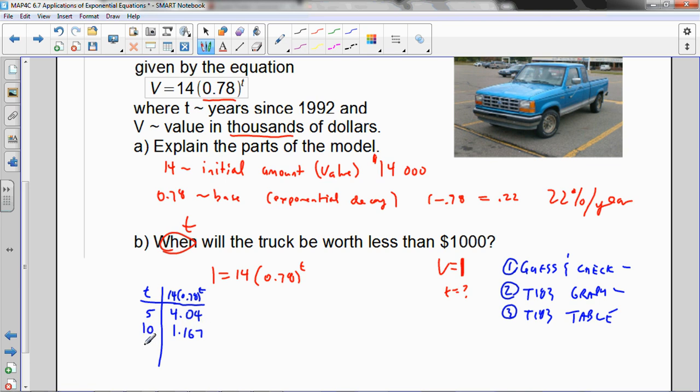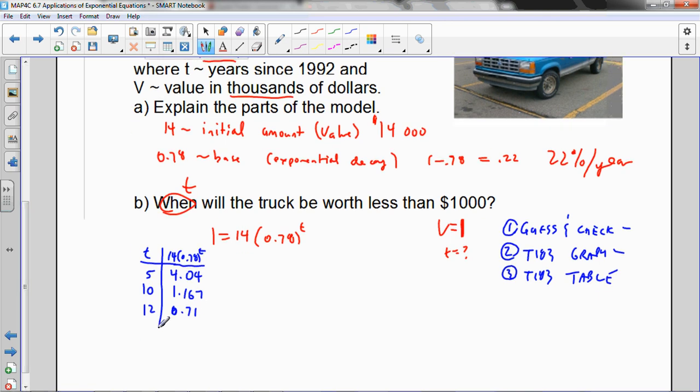So we might try 12 years. But after 12 years, the value is 0.71. It's decayed too much. I want this value to be 1. I want the output to be 1. So I've got to go in between these 2 values. Let's try 11. Well, 11 gives me a value of 0.91. That means it's still decayed too much. It's got to be between 10 and 11. And I'm just going to keep guessing here.